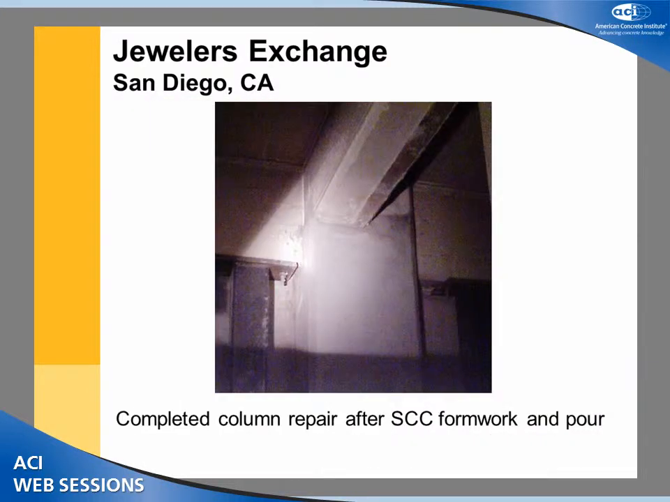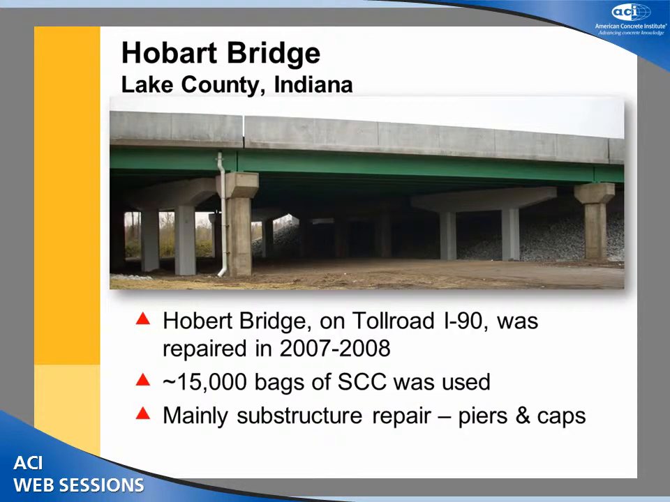This is the repaired section after the formwork has been removed. Not the best quality picture, but that's what I had. The Hobart Bridge is one of the projects where an SCC material was used. This is, again, the toll road on I-90. This was repaired in 2008. A lot of material was used, mainly substructure, piers, and caps that were repaired.